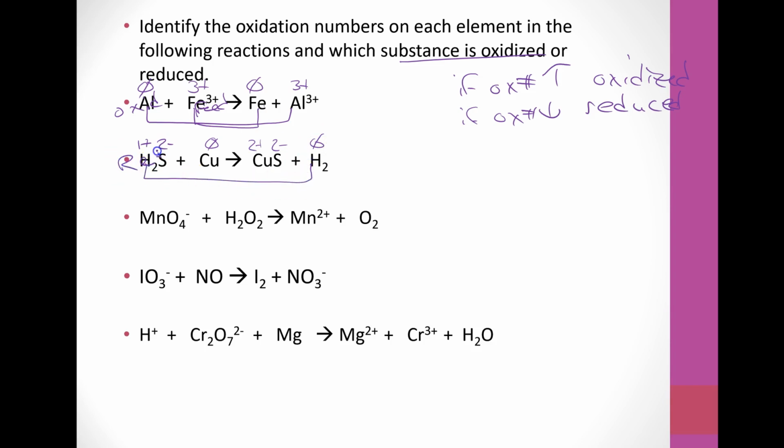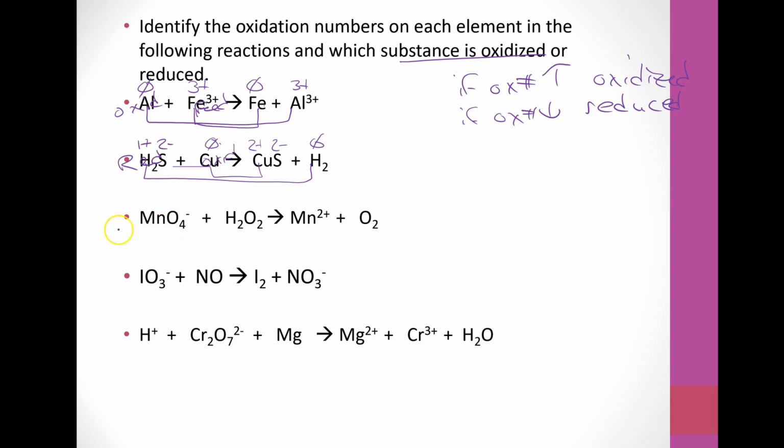It has been reduced. The entire compound is referred to as reduced, but technically it's the hydrogen that changed charge. The sulfur stayed the same. The copper went from 0 to +2. It's been oxidized. Okay. Down here it's a little bit harder.